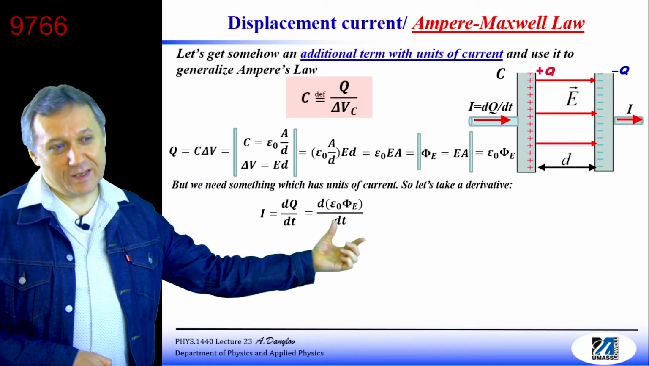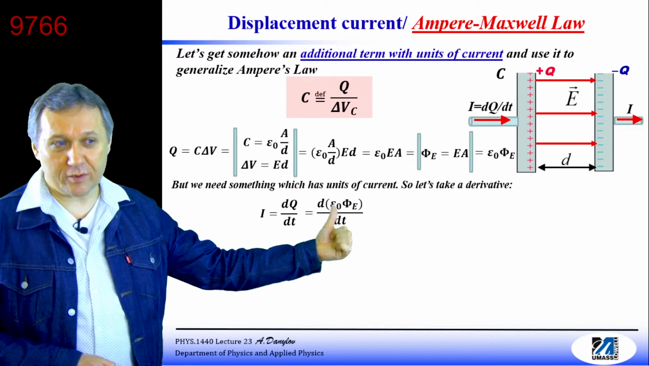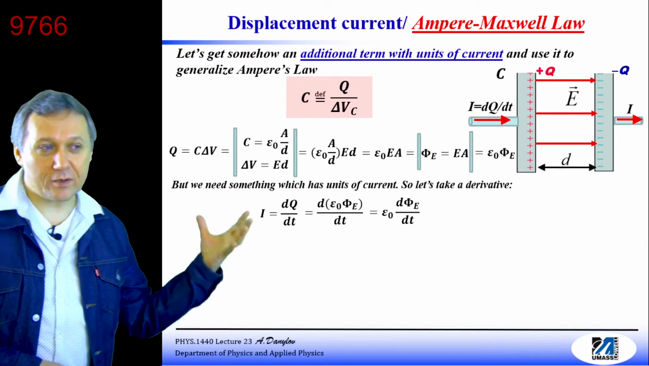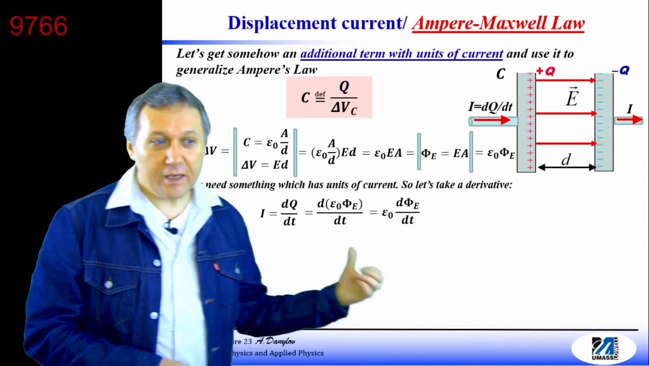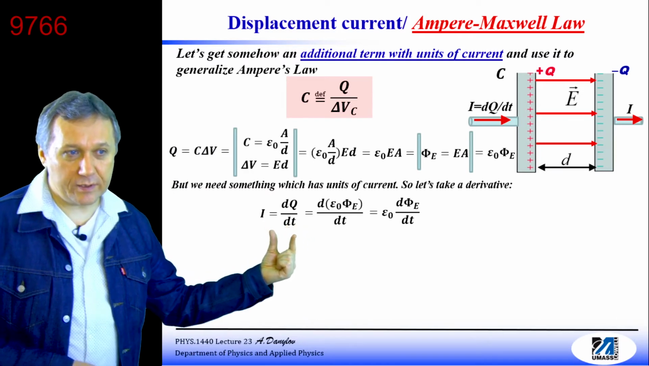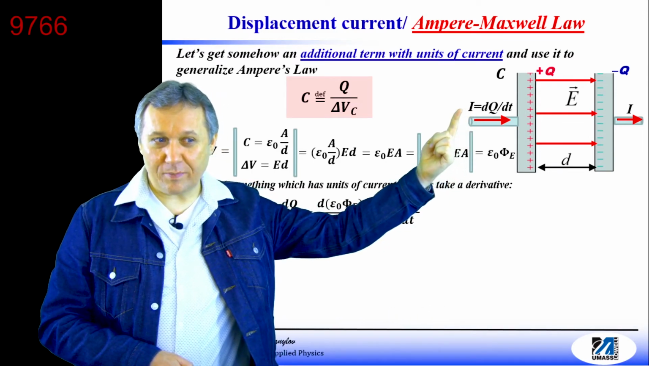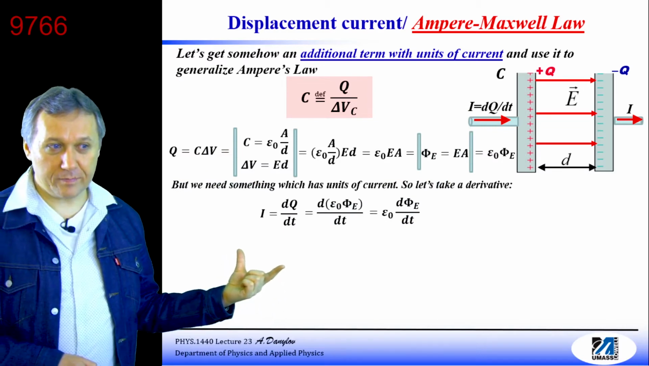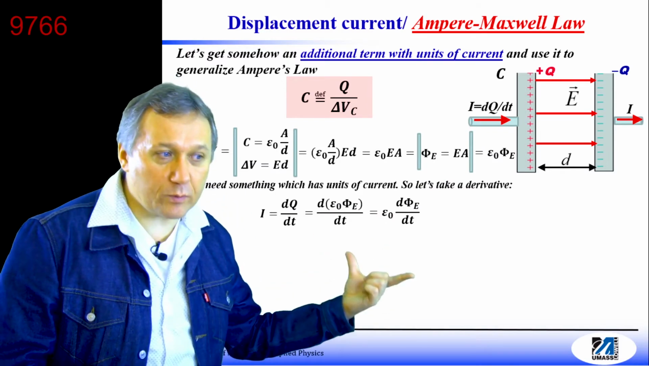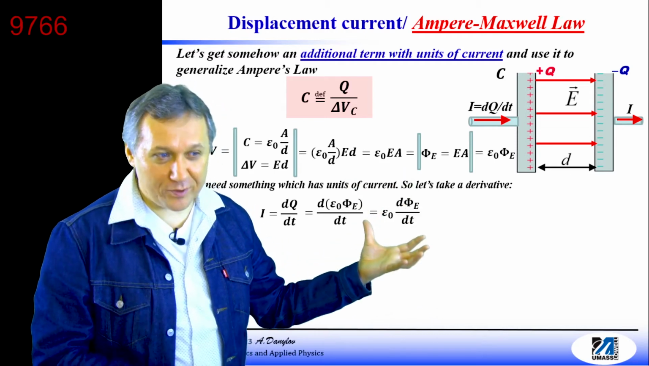So d over dt, epsilon naught times electric flux. Of course, epsilon naught is our universal constant. Of course, we can take it outside of the sign of differentiation, and we will get epsilon naught times rate of change of the electric flux. And from the other side, when you differentiate charge with respect to time, dq over dt, it is equal to the actual current flowing into the capacitor. So I, right? And from the other side, we managed to construct this additional term. So that's what Maxwell managed to get in an attempt to save Ampere's law.